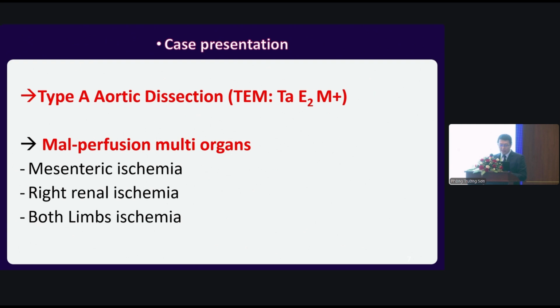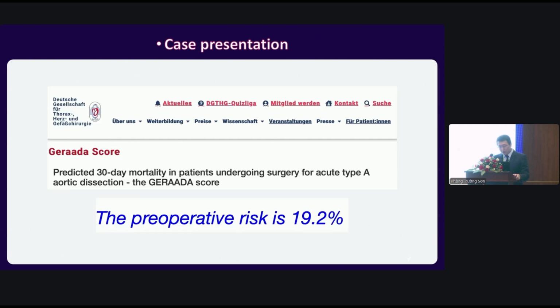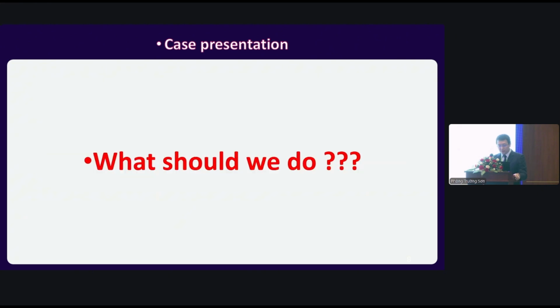So I say it's a type A aortic dissection with TMM, TA, E2, and M positive, with multi-organ malperfusion to the mesenteric, right renal, and both limbs. I calculated the perioperative risk and it may be very high. I discussed with the cardiovascular surgeon: a very high risk patient, and difficult to approach. It's a borderline case in Vietnam, without enough economic resources to attempt something so high risk. So what should we do?